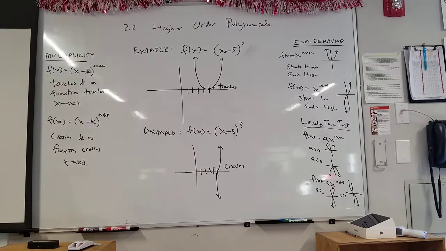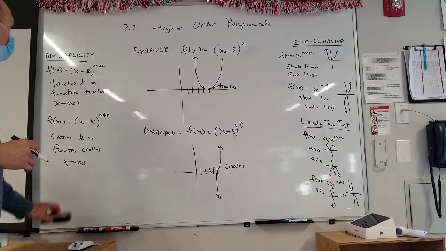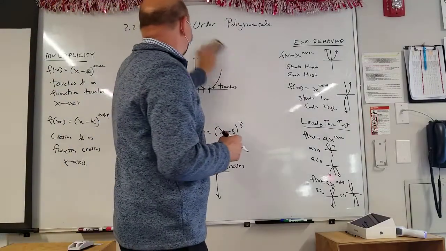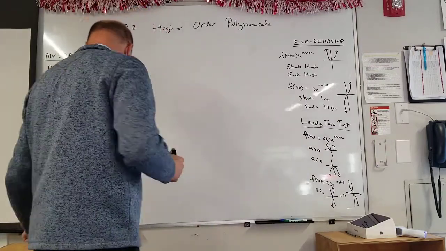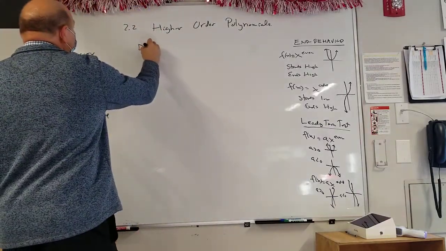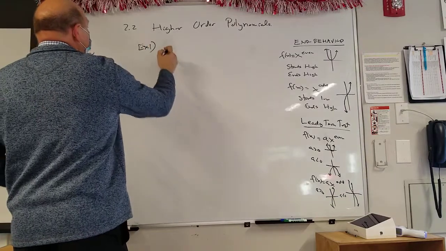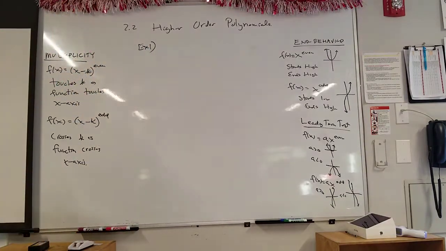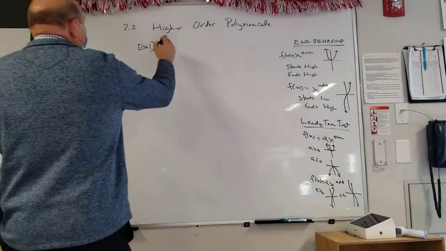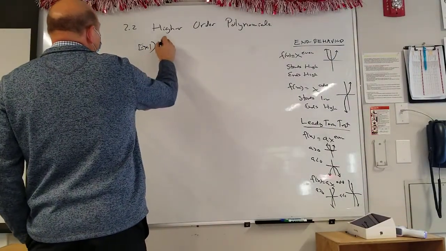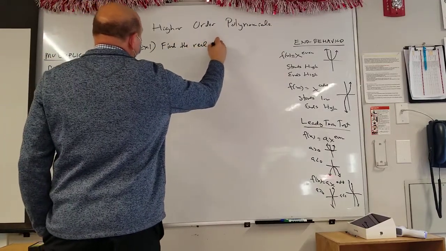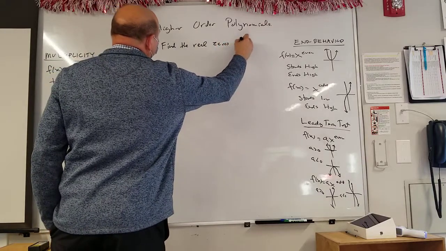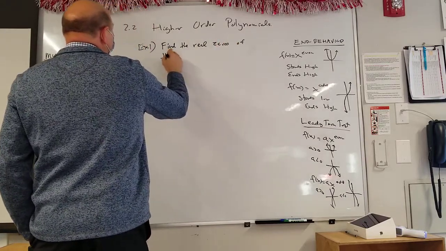So we finally got to exercise number 1. I'm going to erase the stuff in the middle, just so I can still have the stuff on the sides. Exercise number 1. Lots of steps here, you guys ready? Lots of steps. Step 1 is find the real zeros of the polynomial.